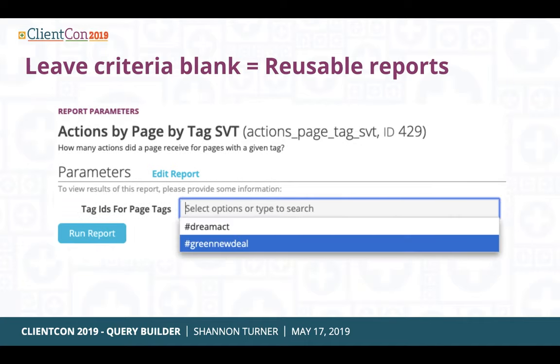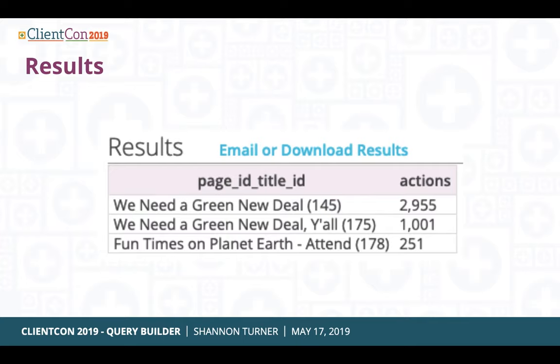So here I can choose, and the menu will autocomplete, so I don't need to remember all of the different tags that are available to me. And so here I can have all of my tags autocomplete, and I don't need to have a big printed list of what all my tags are. This is what the results look like with the Green New Deal tag, but if you choose a different tag when you run the report, you'll get different results.